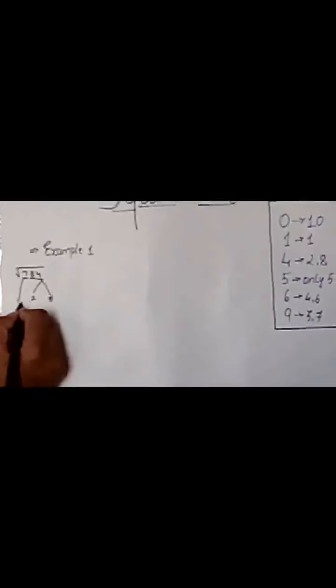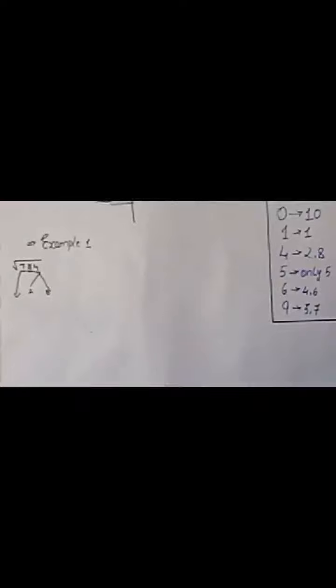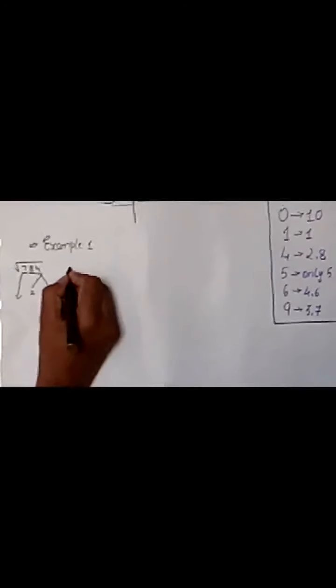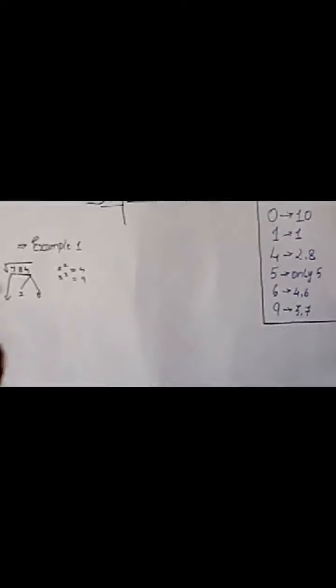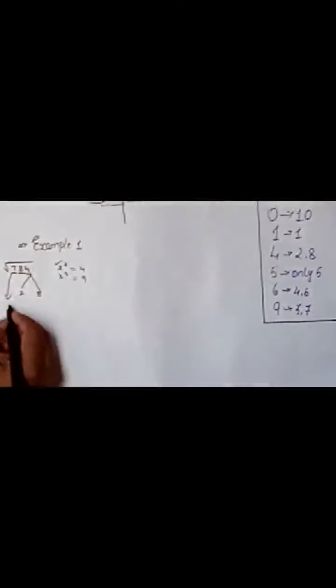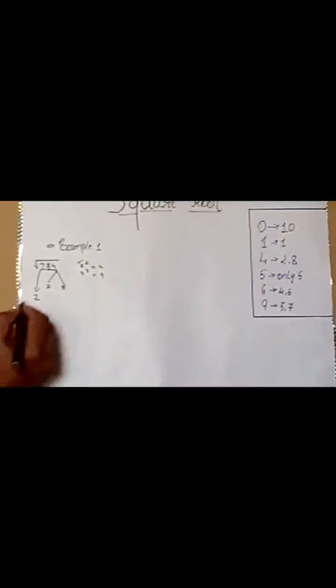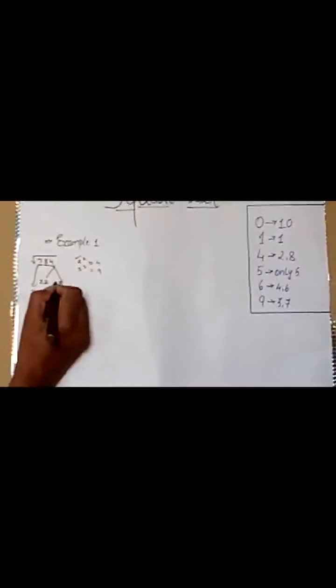Now let us see the first number, 7. Which number can we square so that we get 7 or less than 7? 2 squared is 4, 3 squared is 9, but here the number is 7, and 9 is greater than 7. So we will take the smaller number, that is 4. So we have to take the digit 2. Now I will write 2. Now I got two numbers, that is 22 and 28. The answer will be 22 or 28.